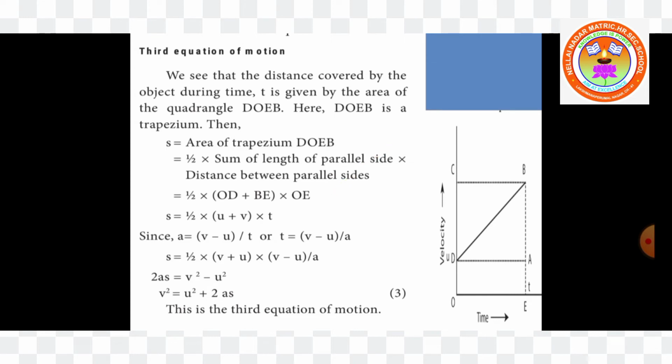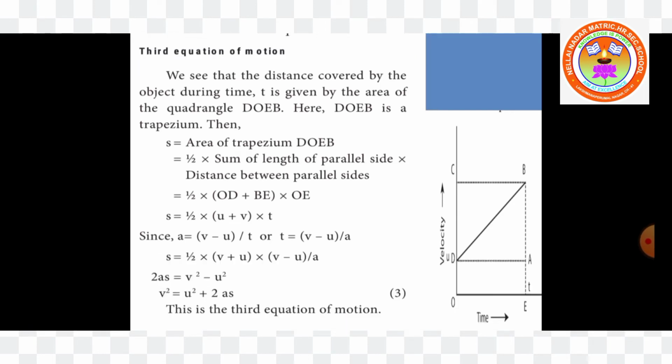So S is equal to 1 divided by 2. What is the value of OD? Already you know OD is equal to U. U plus BE, where BE is equal to the final velocity V. So U plus V into OE. What is the meaning of OE? OE is equal to T. So substituting in this equation, S is equal to 1 divided by 2 into U plus V into T.